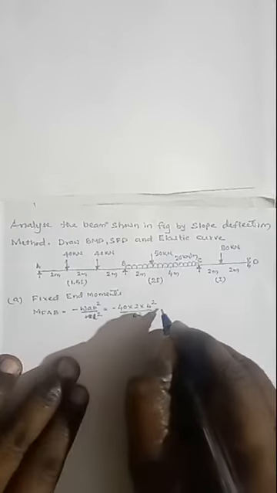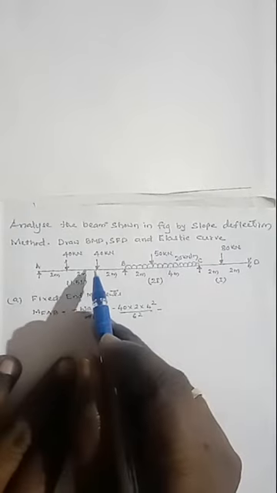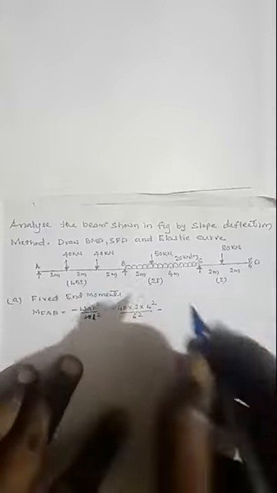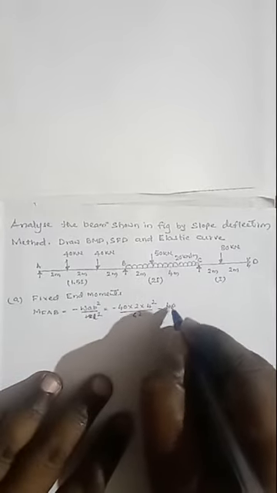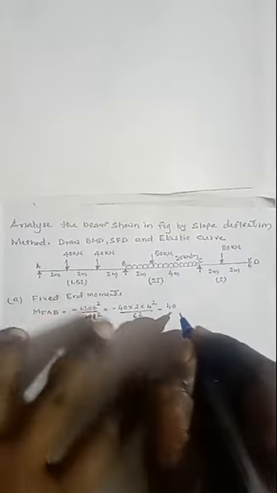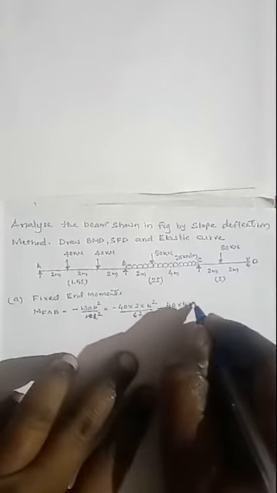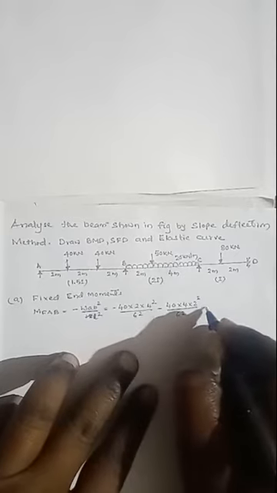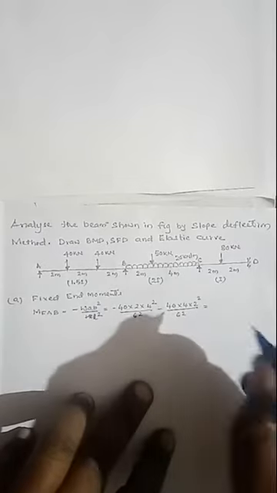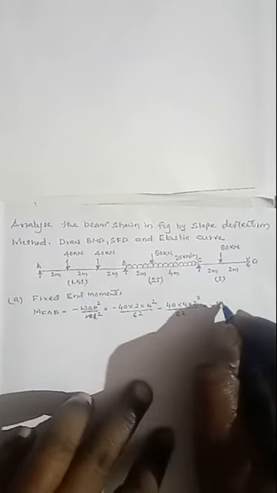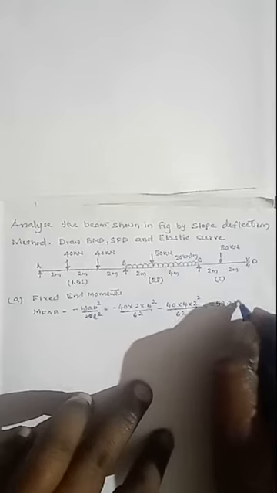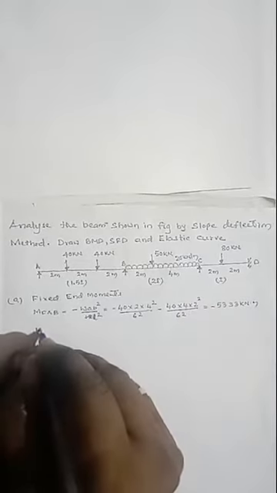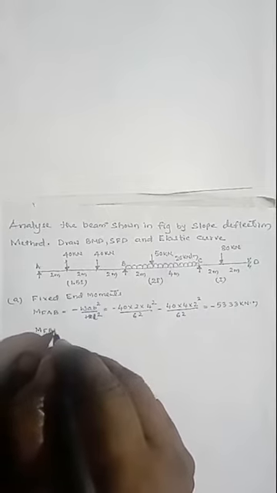Then similarly it is subjected to another point load of same magnitude, that is 40. a is 4 meter, b is 2 meter, W a b square by L square. Then by adding these two fixed end moments, that is minus 53.33 kilonewton meter.